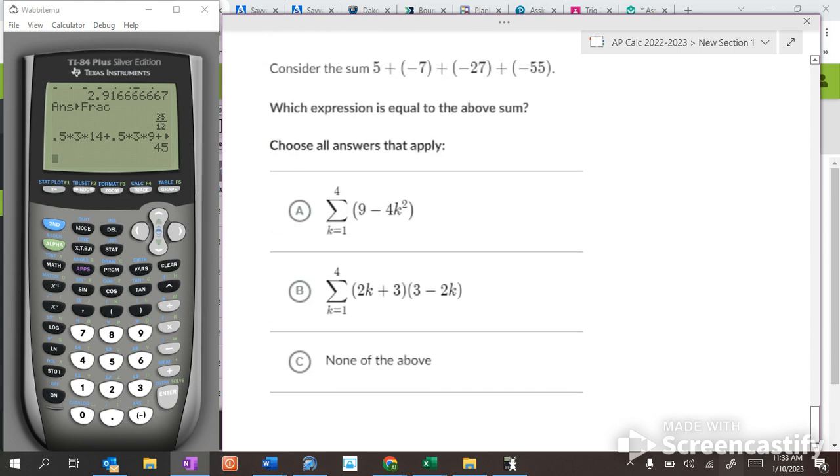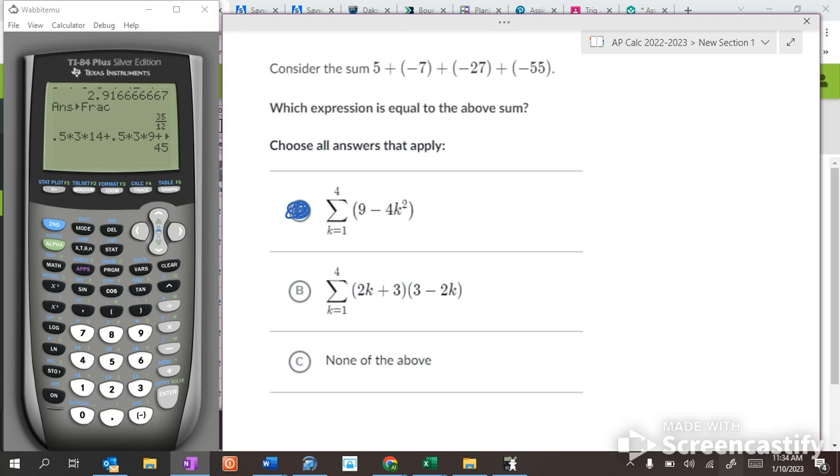Which sum gives us that sum? Does the top one? So it's 9 minus 4, which is 5. 9 minus 16, which is negative 7. 9 minus 36, which is negative 27, and so on. So the first one works.